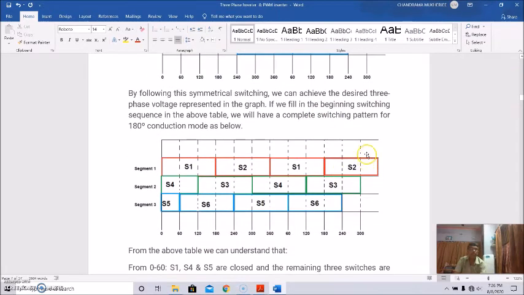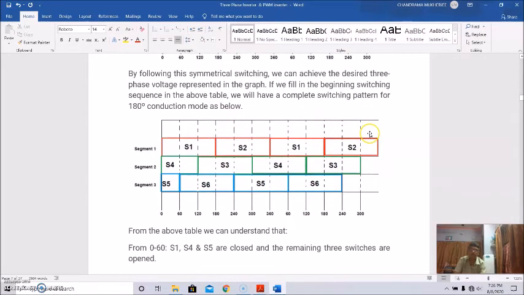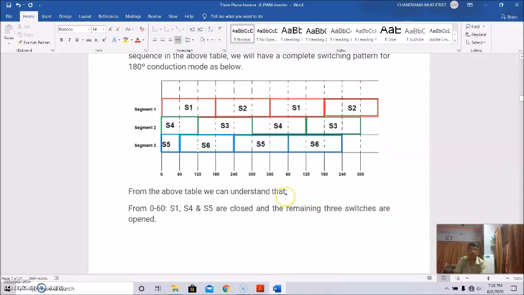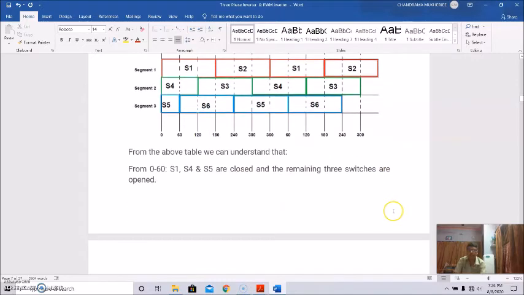So if we fill in the beginning switching sequence in the above table, we'll have a complete switching pattern for the 180 degree conduction mode, as below. So this will be like this: for the upper S1, S3, and S5, and for the return part, it will be S2, and then S4 and S6. In this way, if we see for 0 to 60 degree, S1, S4, and S5 are closed, and the remaining three switches are open.